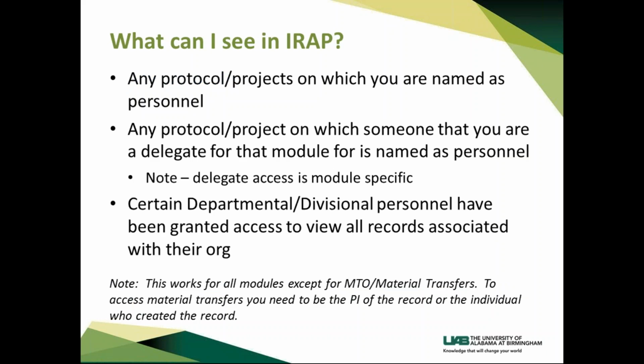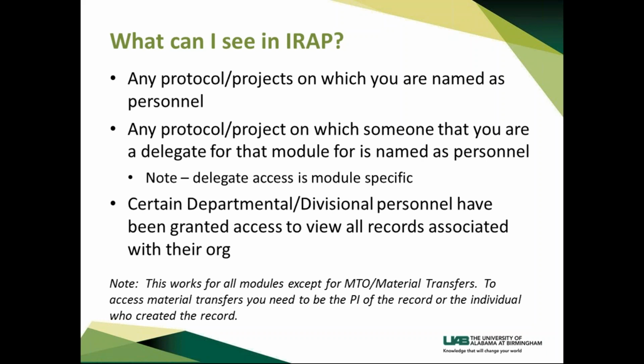Now, what can you see in IRAP? In IRAP, you as an investigator are going to be able to see any protocol or any projects on which you have been named. So if you are a researcher on a grant, on an IRB project, on an IACUC project, or on an occupational health and safety project, you can go in and see all of those projects.